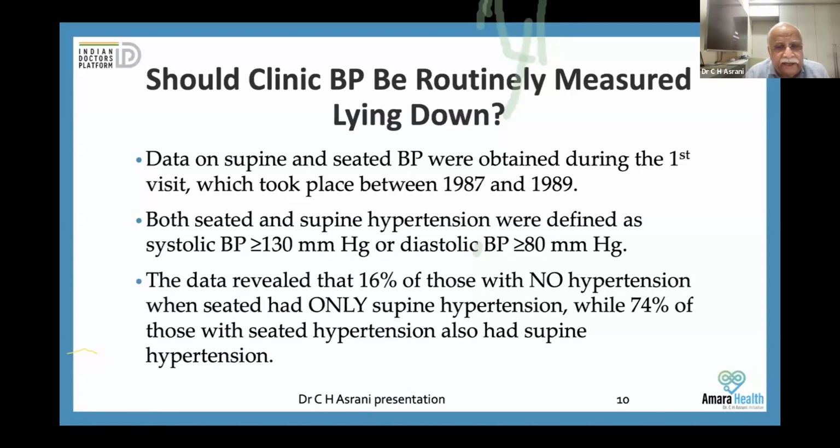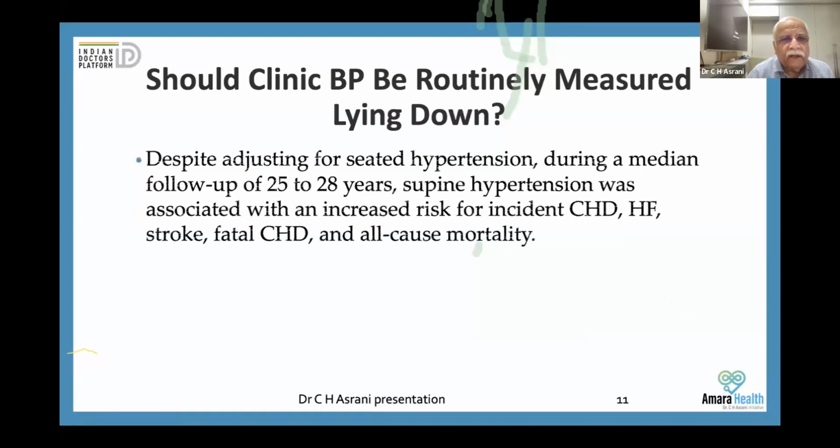So 84% had supine, 16% had only sitting, and 74% of those with seated hypertension also had supine hypertension. Despite adjusting for seated hypertension, now the study started in 87 to 89, a median follow-up of 25 to 28 years.